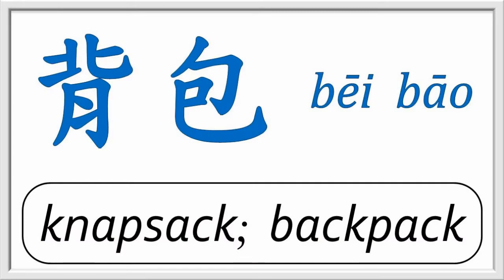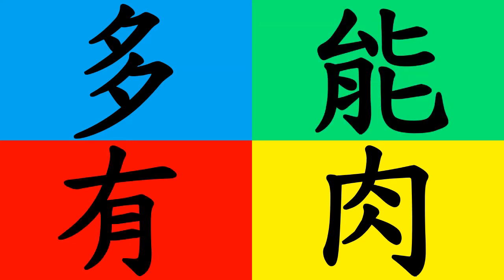When pronounced first tone, 背, this character means to carry on one's back, to bear or shoulder responsibility. 背包, therefore, would be the Chinese expression for a knapsack, backpack, or rucksack. Here is our color chart with today's 7 characters. 肉, 多, 有, 能, 腰, 肉, and 月.